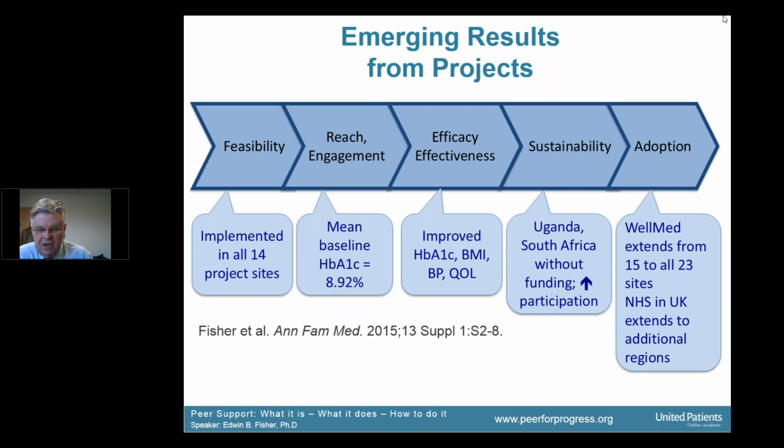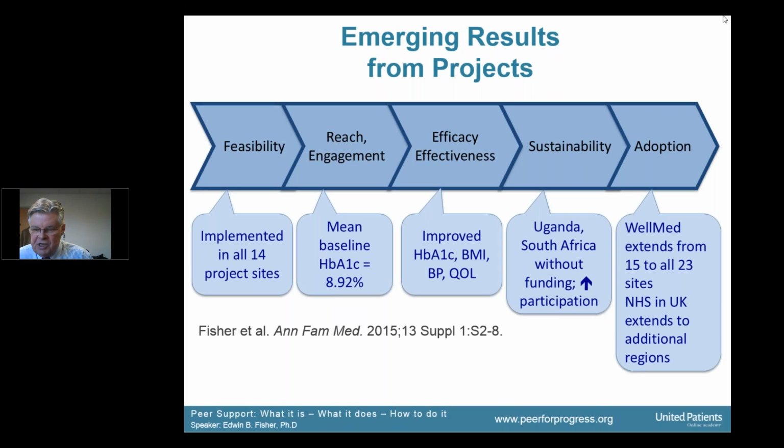The average baseline hemoglobin A1C was 8.9%, so you can see that people were reaching and engaging patients who really needed help. The programs improved hemoglobin A1C, body mass index, blood pressure, and quality of life, and other measures.